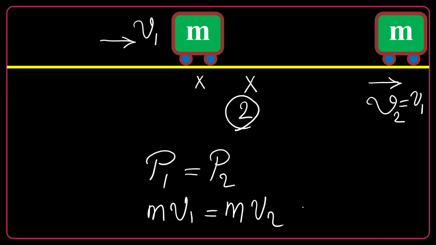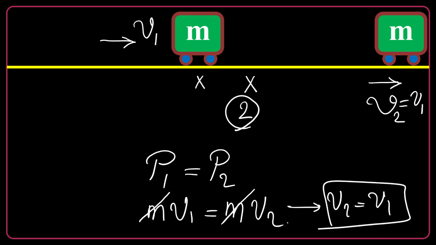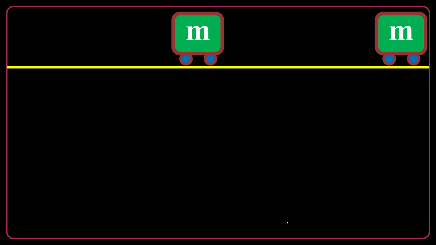Of course, masses are equal, so we can get rid of these two. We will have V2 is equal to V1. If you use conservation of kinetic energy, you will get the same result.